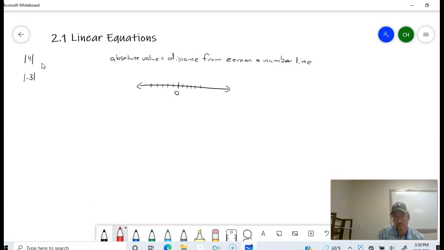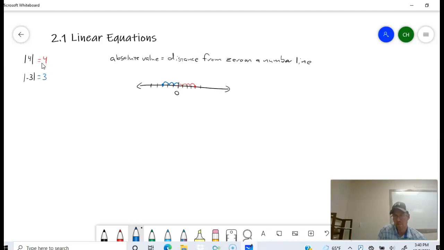All right, so it's asking me for the number 4. What's the absolute value of 4? Well, 4 is going to be right here. And whenever I count the distance from 0 to 4, it's going to be 1, 2, 3, 4 places from 0. That means the absolute value of 4 is 4. -3 is going to be right here on the number line. And whenever I count the distance from 0 to -3, I get 1, 2, 3. So it's also 3 units away from 0.